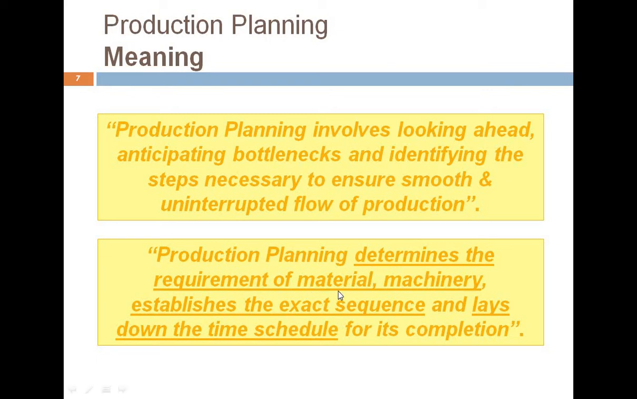Production planning determines the requirement of material, machinery. Jitne bhi hamare factors of production hote hain, whenever we are talking about material, machinery, manpower, unke requirement ke bare mein pata karna, determining the requirement of various inputs, that is estimating the various requirements of material, manpower, machinery, money, and establishing the execution sequence and laying down the time schedule for its completion. So there are three things which are important here. The first one is the estimation of the various resources: raw material, machinery, manpower. Unke beech mein sequence develop karna. And the third one is the timetable, time scheduling for its completion: when we are going to produce, at what time we are going to complete the production of the required raw materials and finished goods.